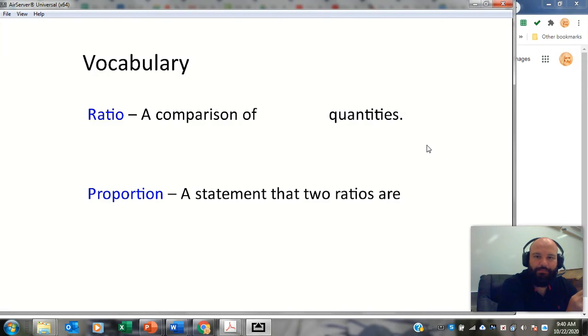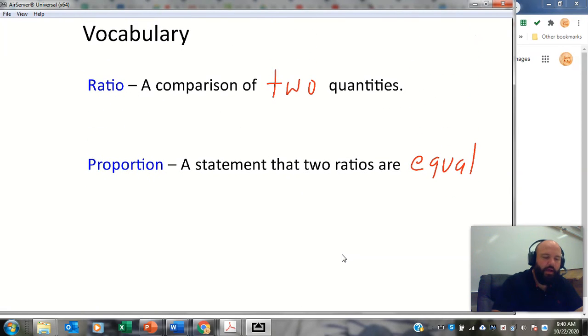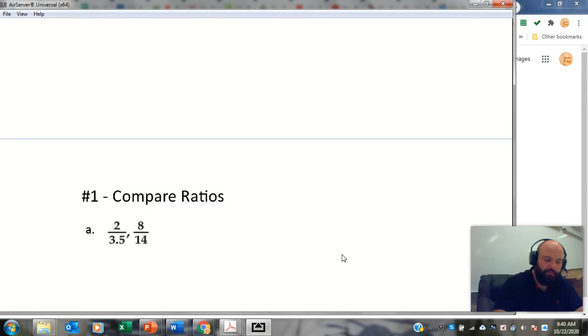A ratio is a comparison of two quantities. And then a proportion is a statement that two ratios are equal. All right, and so I'm going to show you the difference between a ratio and a proportion. People sometimes get these two words mixed up. A ratio is basically a standalone fraction. A proportion is when you have two fractions and we have them equal to one another.